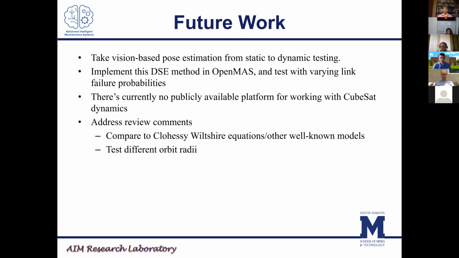And then another suggestion was to test different orbit radii. So currently we've just been testing a 100-kilometer orbit, which is about the altitude of the ISS. But granted, that is a pretty low orbit, and a small CubeSat like this would pretty quickly fall out of the sky in a matter of months or maybe even a year, which wouldn't be very efficient. So maybe testing at larger radii would prove beneficial for that.